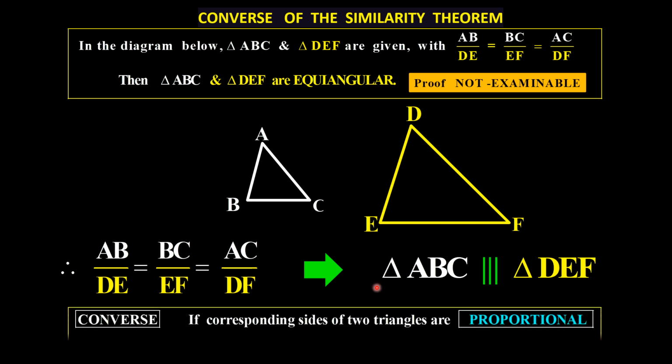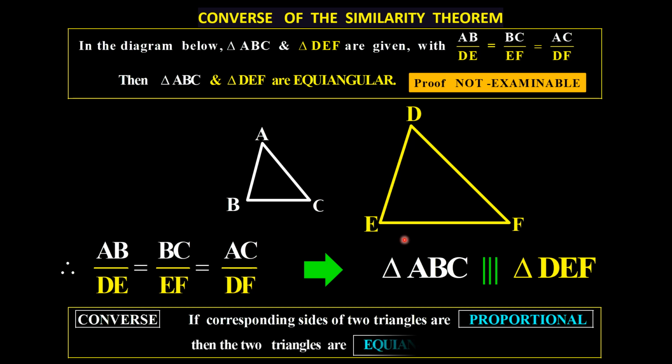Let's look at the formal statement of the converse theorem. If corresponding sides of two triangles are proportional, in other words, we have this, then the two triangles are equiangular.